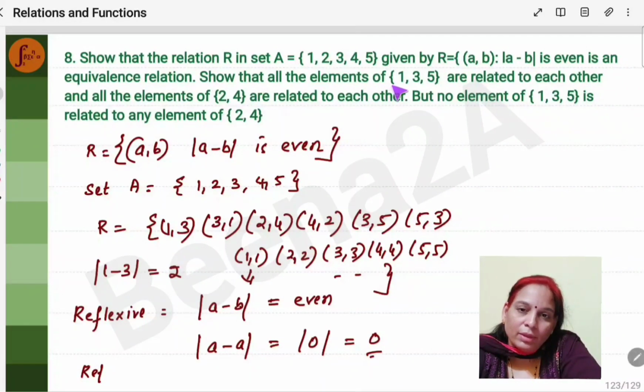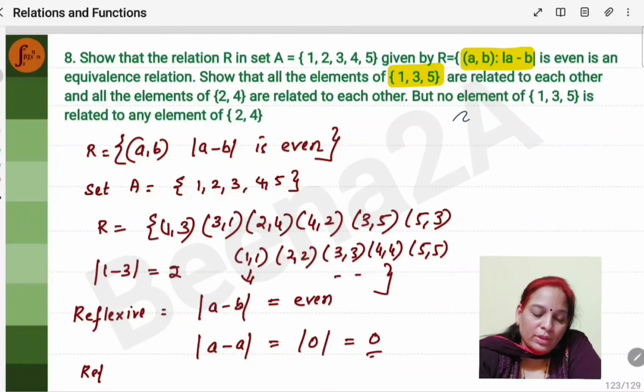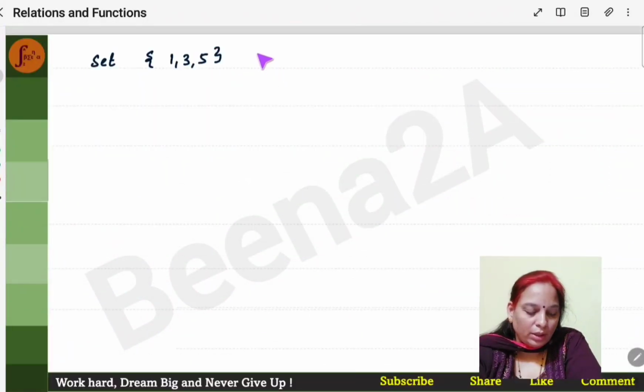Show that all the elements of 1, 3, 5 are related to each other. We'll have to show that all the elements in this set 1, 3, 5 are related to each other. The relation is given here. Relation is modulus of A minus B. I have set 1, 3, 5. And the relation is modulus of A minus B should be even.